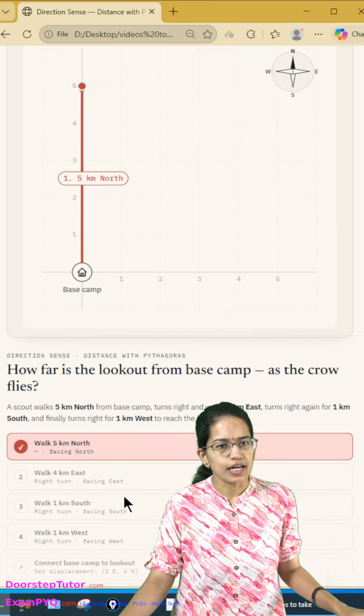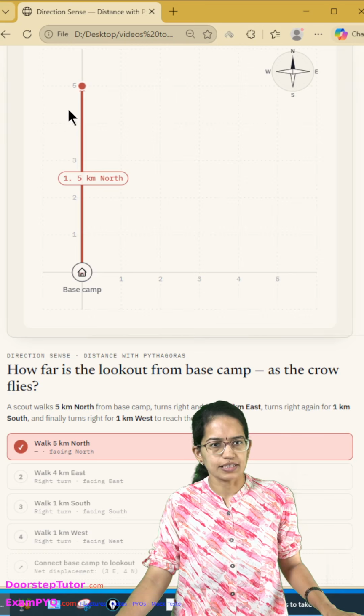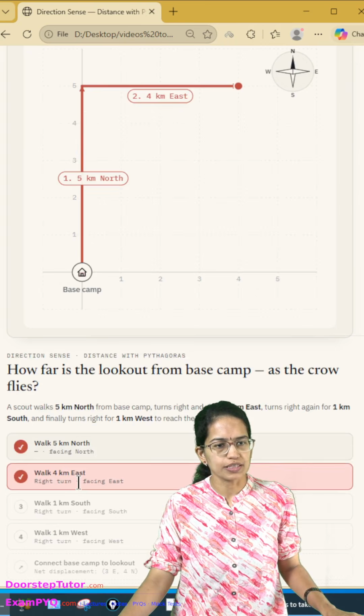Then he turns and walks 4 kilometers east, that is towards the east cardinal, that is this direction. So in this direction he would be walking 4 kilometers. So he walks 4 kilometers in this direction.